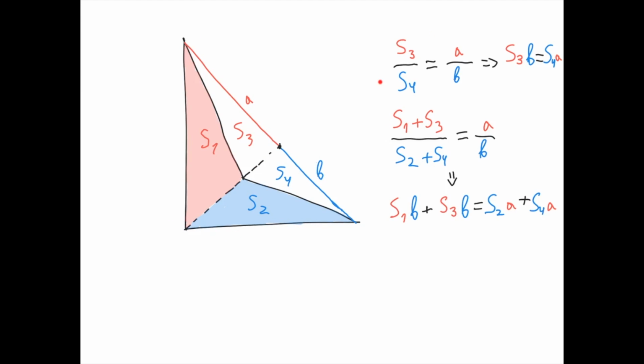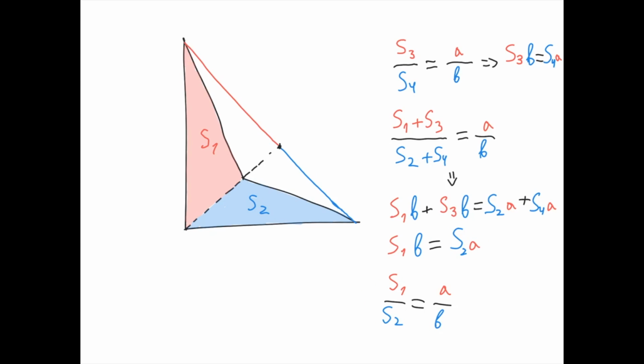From the first equality, we get that S3 times B equals S4 times A. From the second equality, we get that S1 times B plus S3 times B equals S2 times A plus S4 times A. Now we subtract this equality from this equality, and then S3 times B cancels out and S4 times A cancels out, and then we get S1 times B equals S2 times A, from which it follows that S1 divided by S2 equals A divided by B.